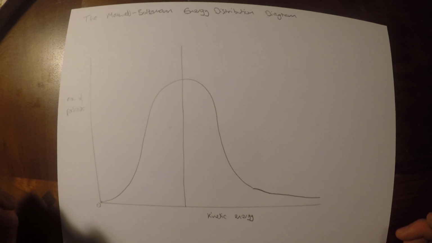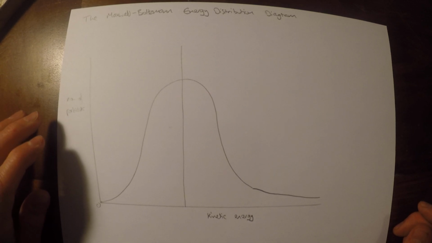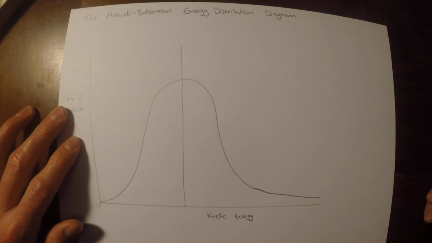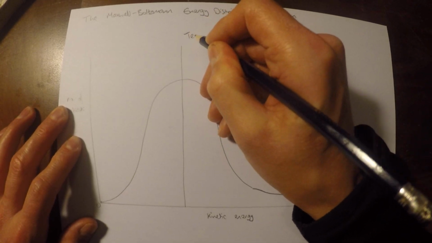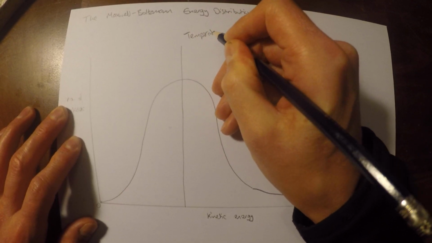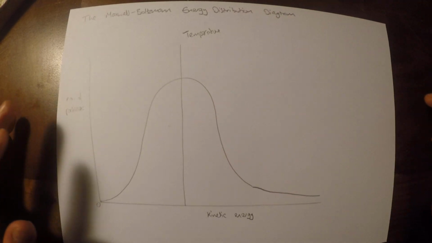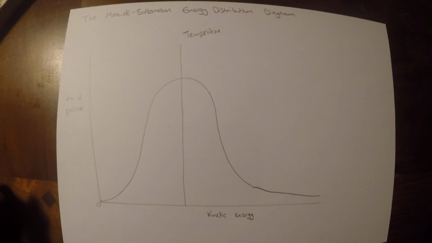This line represents the average kinetic energy of the particles, and this actually corresponds to the temperature of the system. So temperature is a measure of the average kinetic energy of the particles in a system. And the temperature doesn't actually depend on how many particles there are. If you have a small amount of substance or a large amount of substance, the temperature is the average.